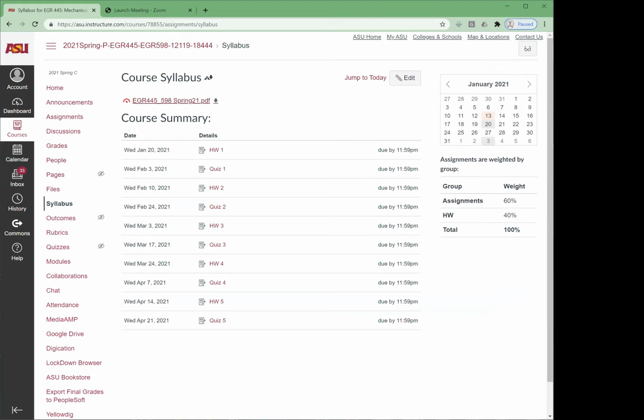Okay, thank you. But if you look at the dates, these are the due dates, and all these homeworks and quizzes are unlocked. So which means if you want to study ahead, you are welcome to do it. So you can actually work through the homeworks and quizzes earlier if you want to.